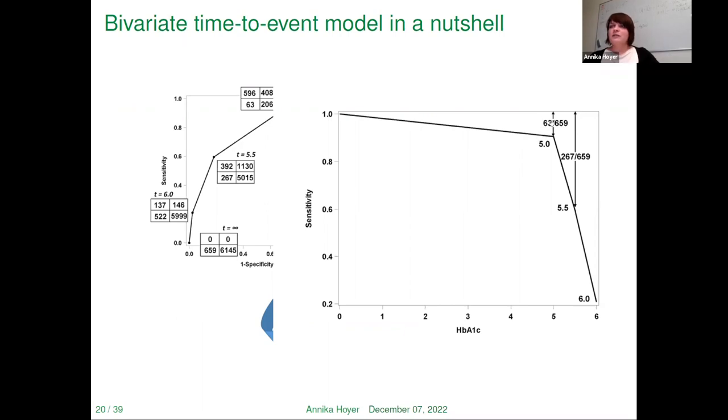And then we lose 63 persons at our first threshold and 267 persons at our threshold of 5.5. And this leads to the point estimates of sensitivity at these two diagnostic thresholds. So the simple idea is that we define the HbA1c test value as our time variable, sensitivity as event probability, and being test negative as the event of interest. And then we are in the context of survival analysis.